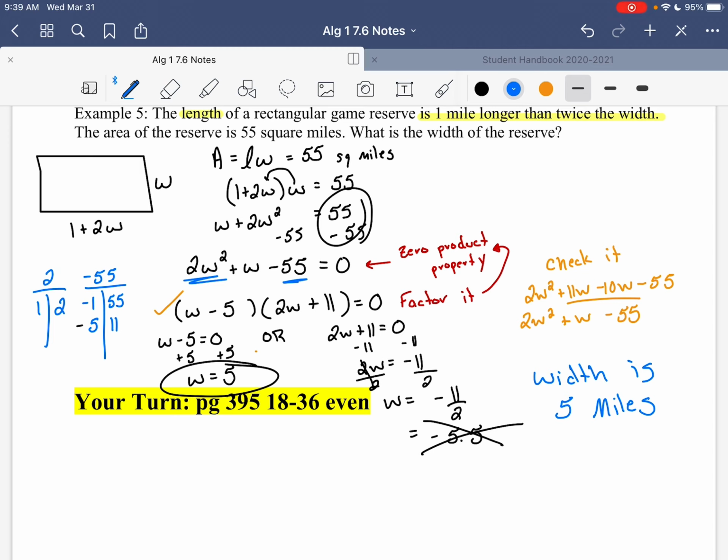And we can even find the length if we wanted to. 1 plus 2 times 5, 11 miles. Yep, it makes sense for a game reserve to be 5 miles by 11 miles.